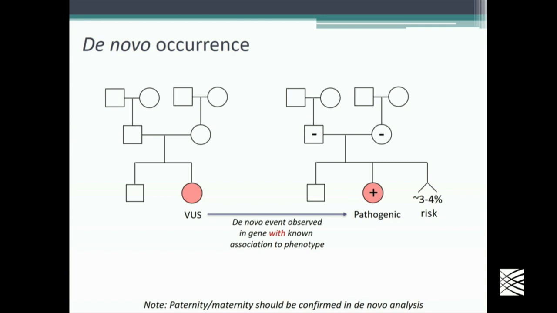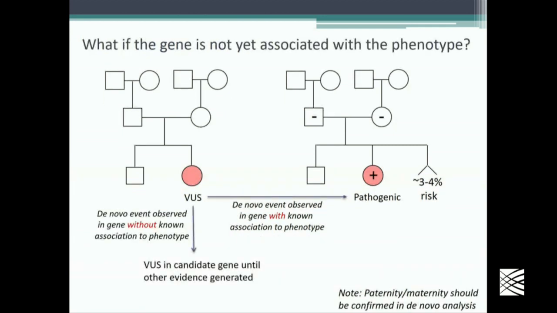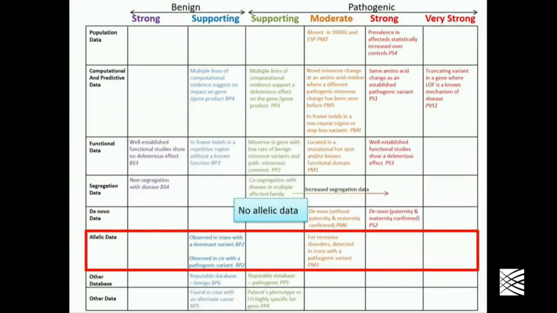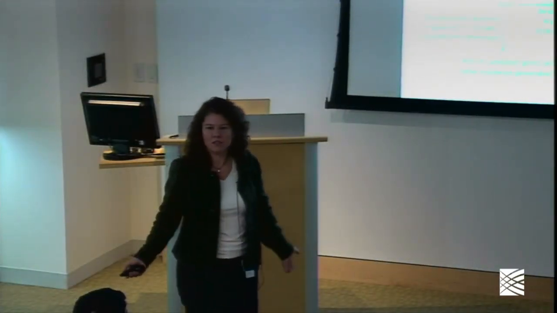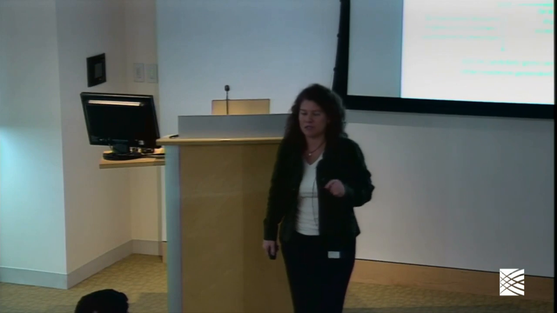I did want to point out, and I sort of mentioned this earlier, if you have a de novo event in a gene without a known associated phenotype, that is a VUS in a candidate gene until other evidence is generated to implicate that gene. Again, for the very fact that every one of us has a de novo variant somewhere in our coding region, that is not a statistically rare thing if you look across the genome. On the other hand, if you are looking at a gene that is already implicated in the patient's phenotype, that changes the statistics, and you can use that as stronger evidence.